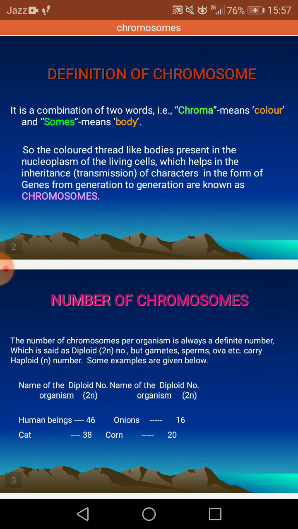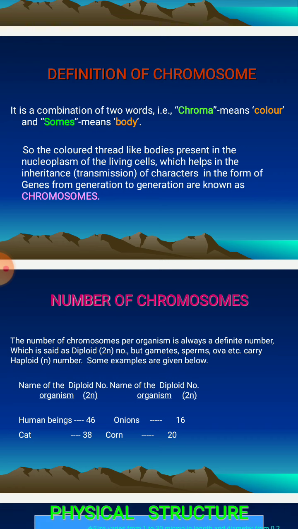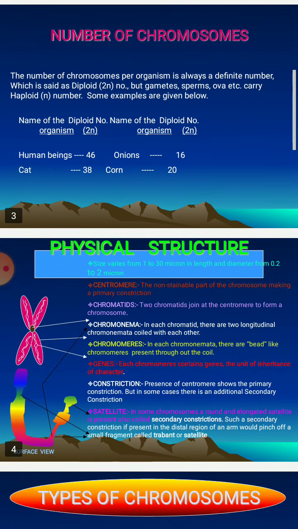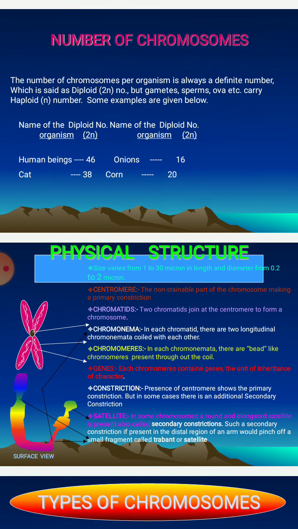Today we will begin our topic, structure and function of chromosomes. Definition of chromosome: it is a combination of two words, chroma meaning color and soma meaning body. So, the colored thread-like body present in the nucleoplasm of living cells, which helps in inheritance, that is, transmission of characters in the form of genes from generation to generation, is known as chromosomes, that are colored bodies.